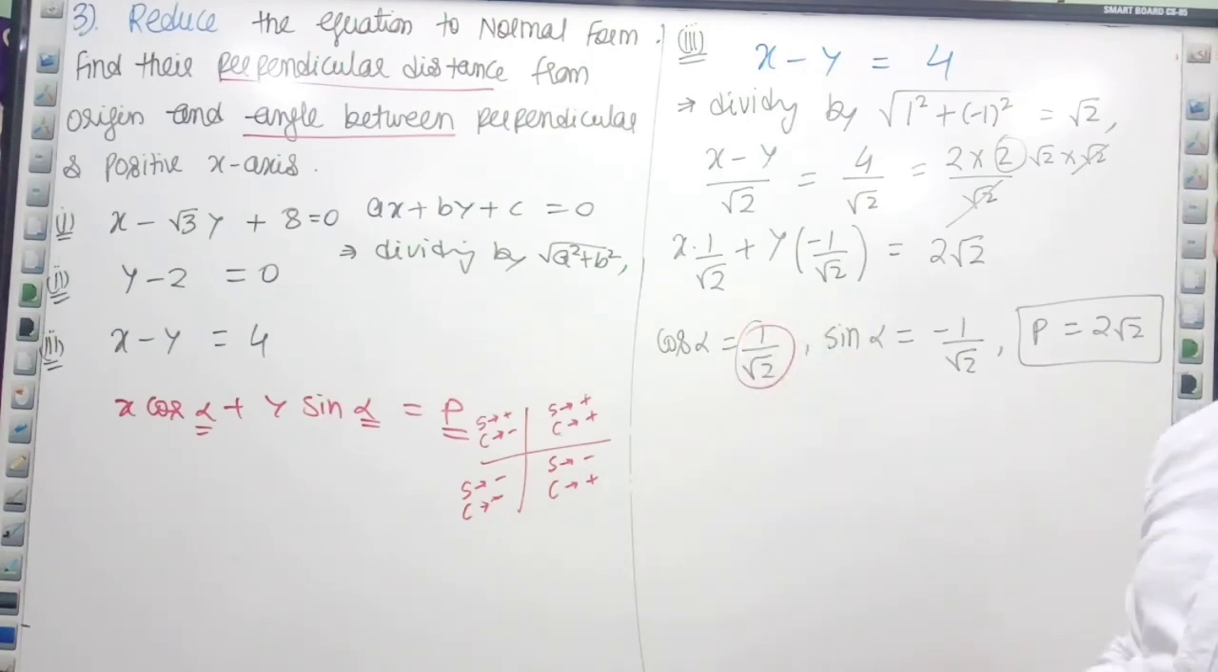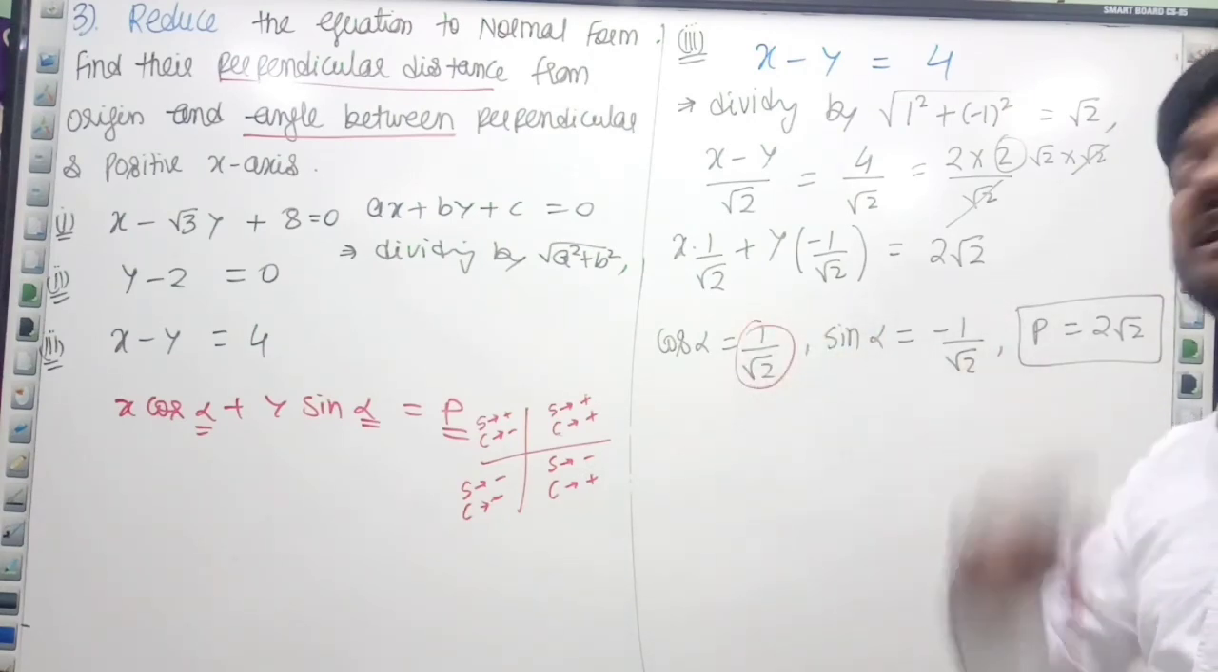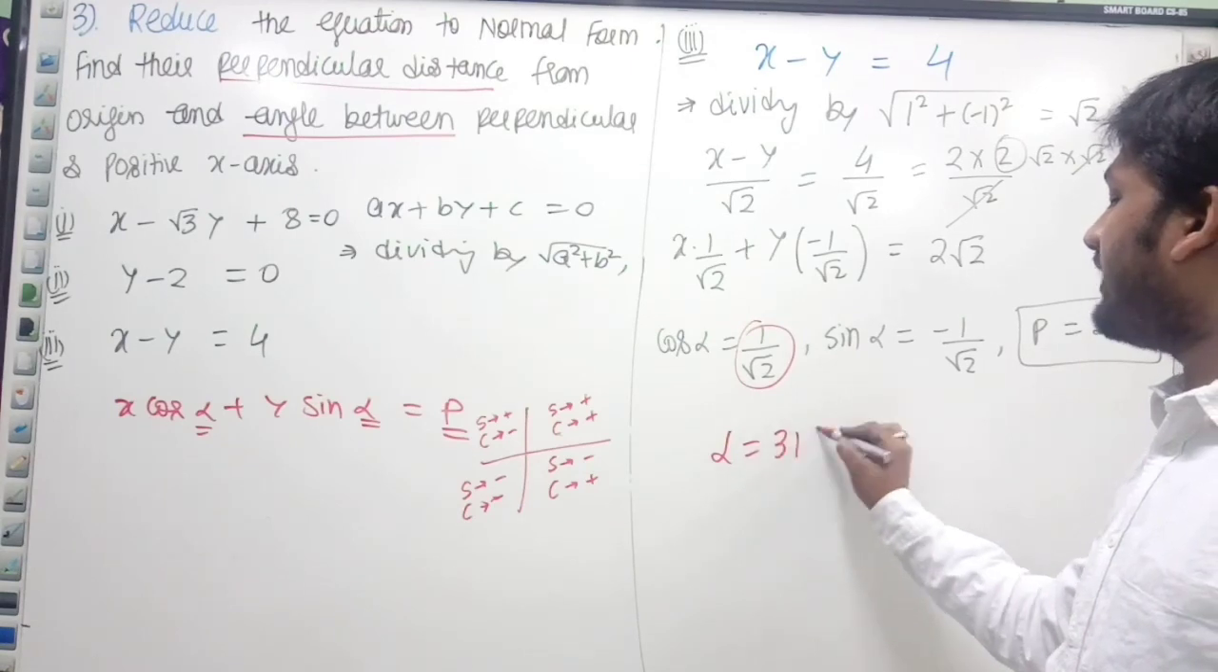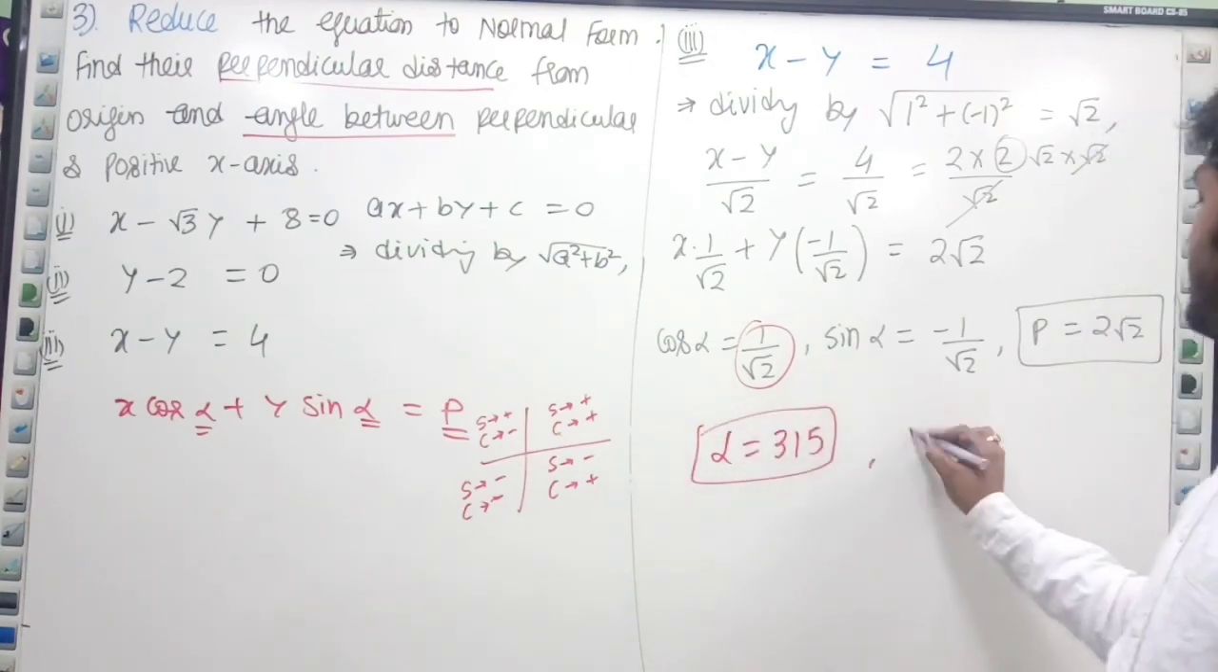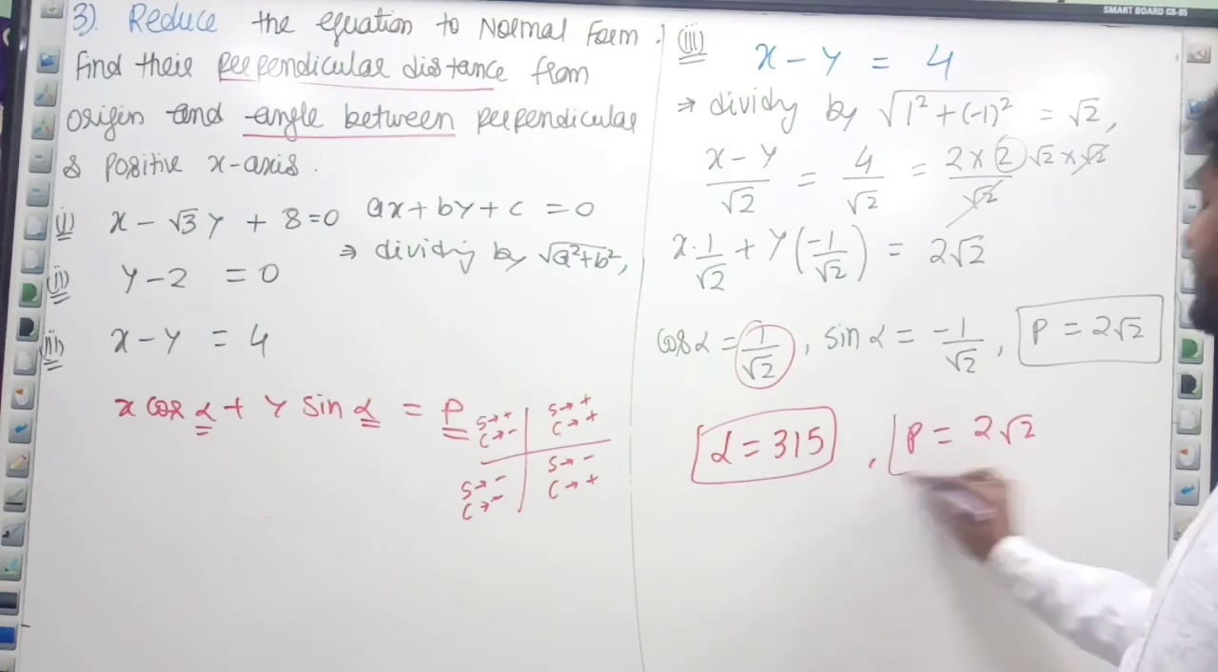So this 1 by root 2 is 45. So in the fourth quadrant, 360 minus 45, we can say 315. This is alpha and p is what? 2 root 2, and these are the answers.